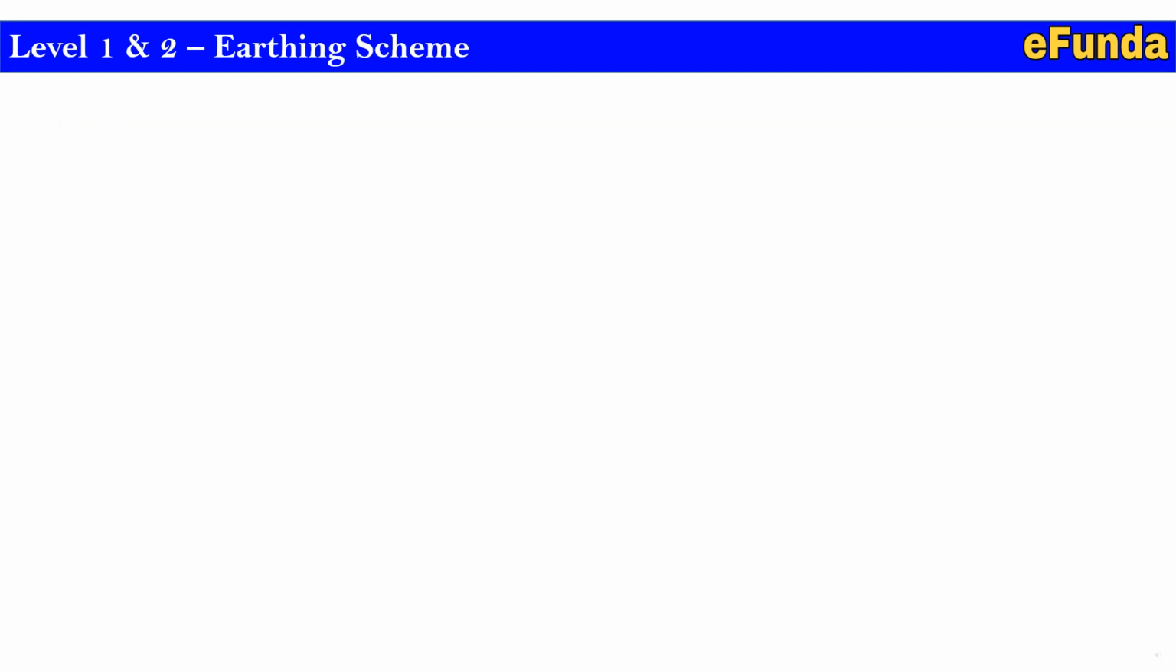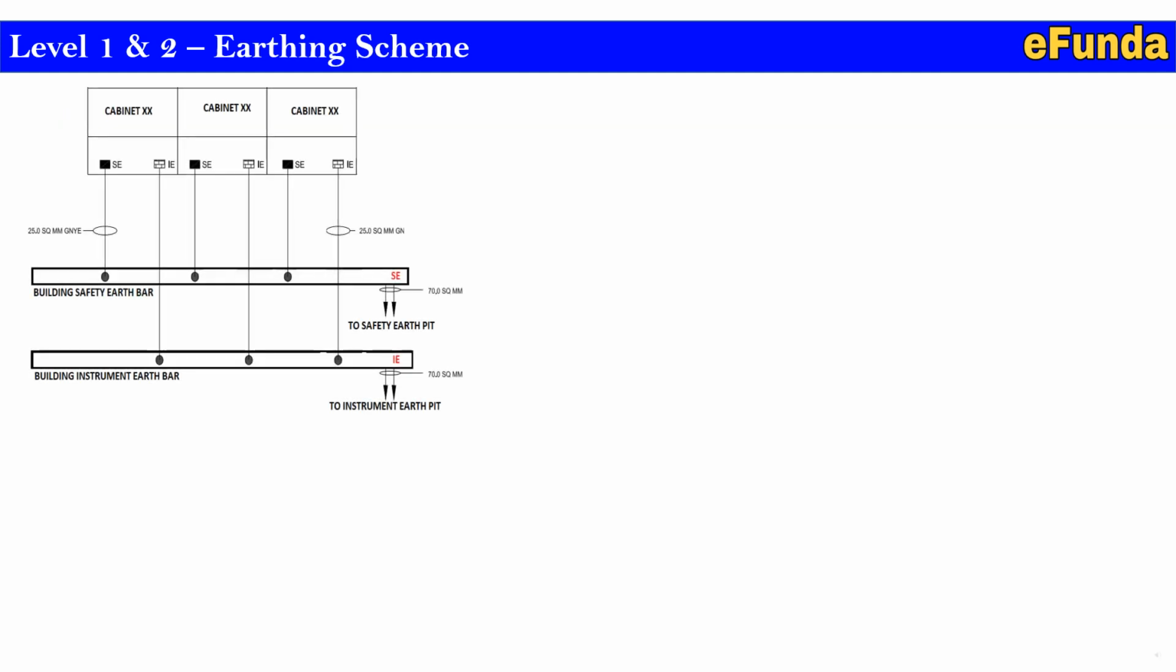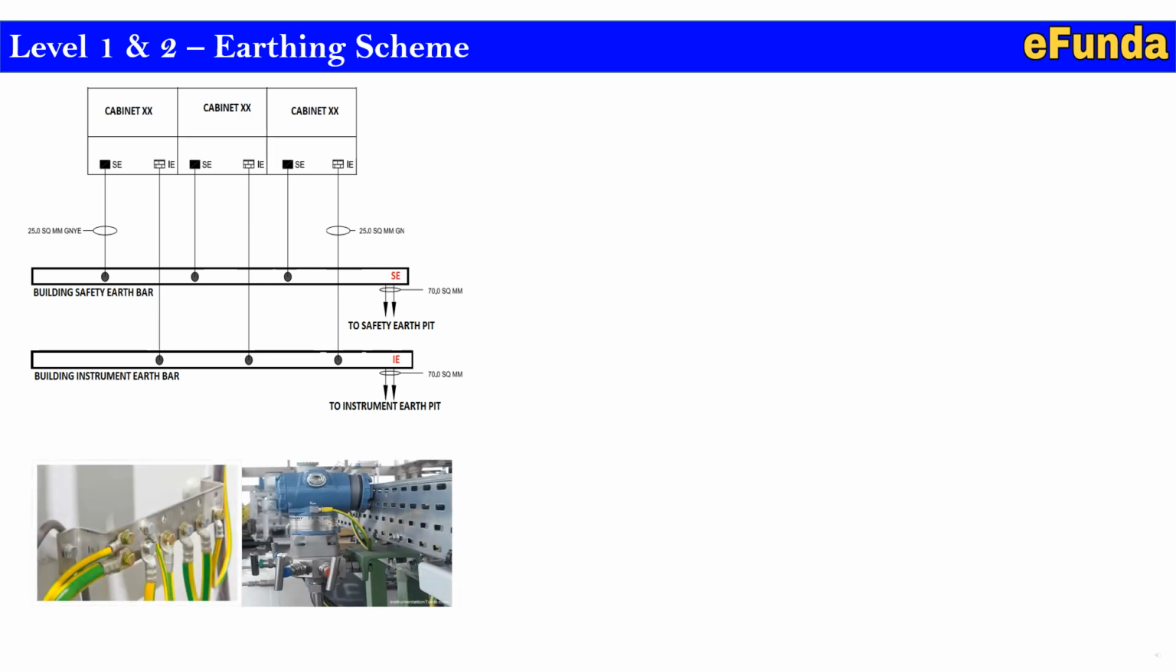Level 1 and 2 earthing scheme, one can refer to the picture where the cabinets are shown, where the system earth, instrument earth are connected, where the building safety earths are shown and the building safety instrument earth bars are shown, and respective connections are done with the help of design size cable, that is 25 square mm and 70 square mm. Now one can refer to the picture for a better understanding where the earthing to the isolated bus bars or bus bars are shown, and similarly for the field instrument.